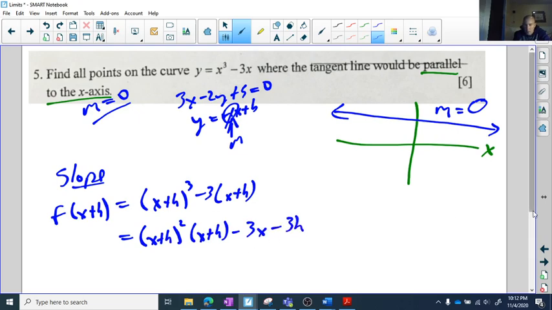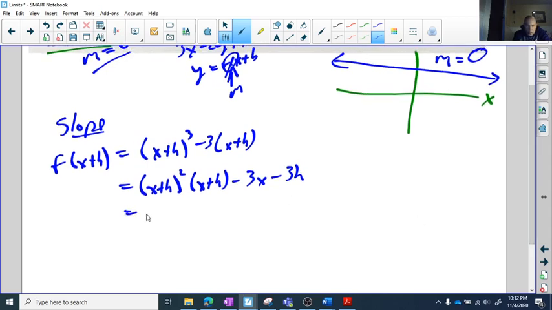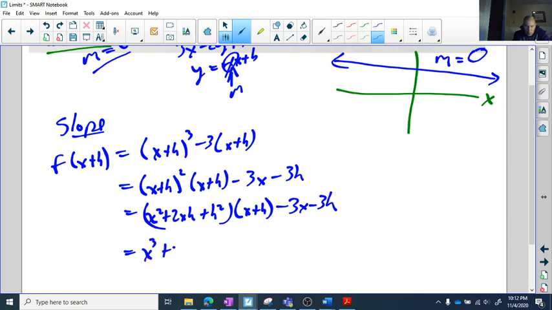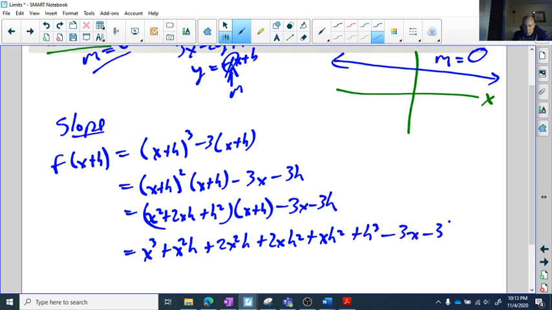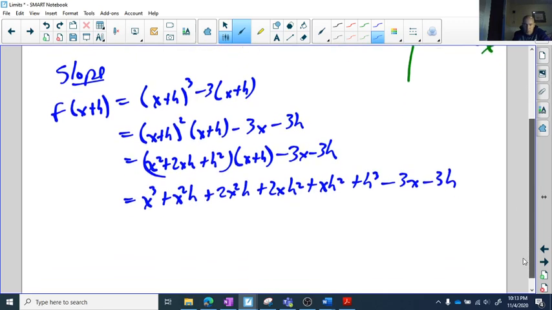It takes too long, so let's expand this out. x squared plus 2xh plus h squared, times x plus h, take away 3x, take away 3h. Multiply this through now, and you're going to get x cubed plus x squared h plus 2x squared h plus 2xh squared. And now h squared times these, so that's plus xh squared plus h cubed minus 3x minus 3h. So all of this is f at x plus h.